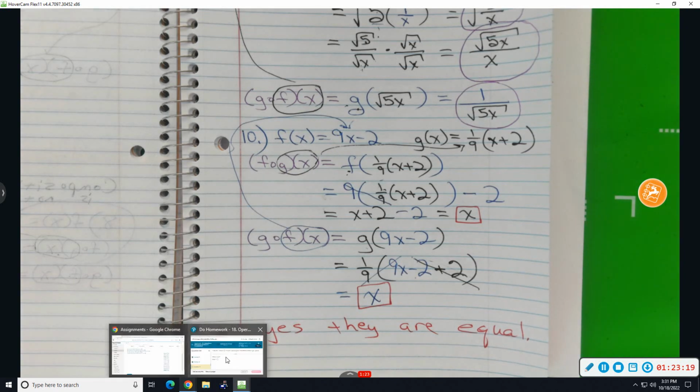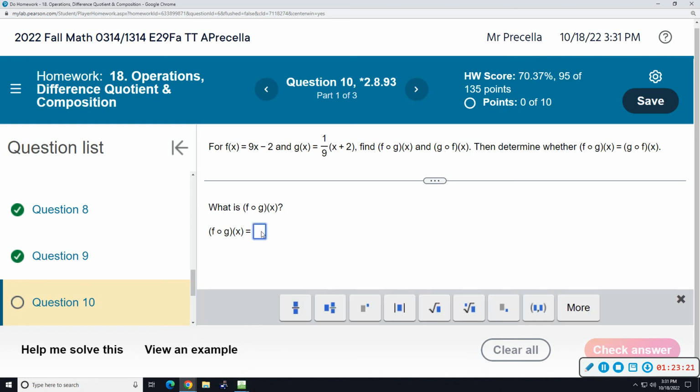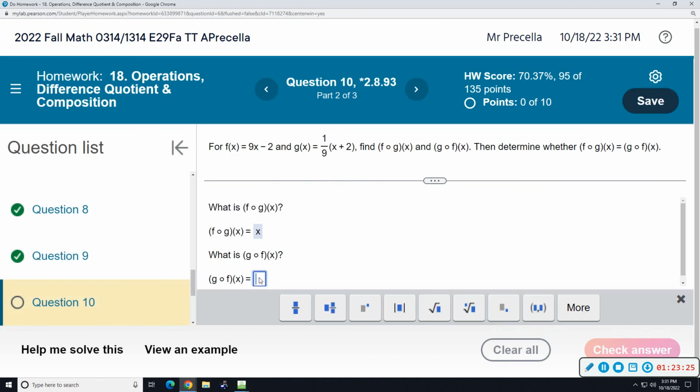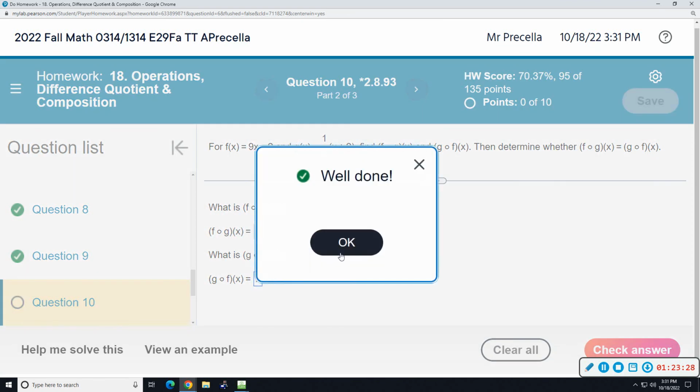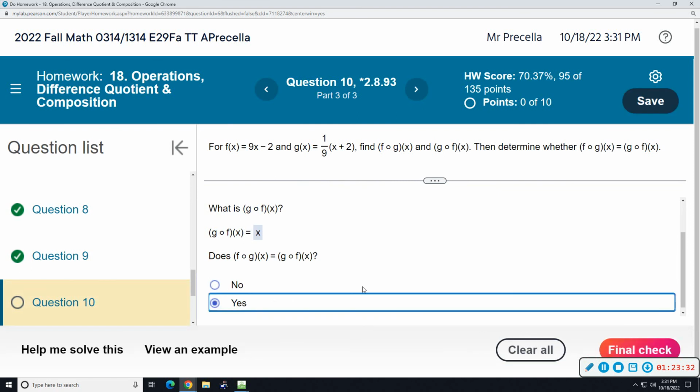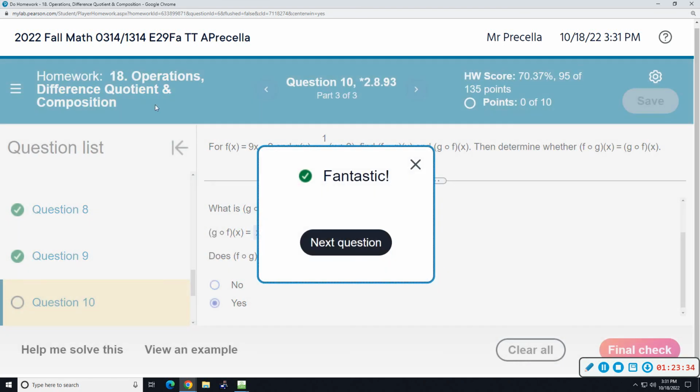So, okay, so x. Good thing that the answer was just so simple that you could just type x, you know? I know, and are they equal in this case? Yes, they were.